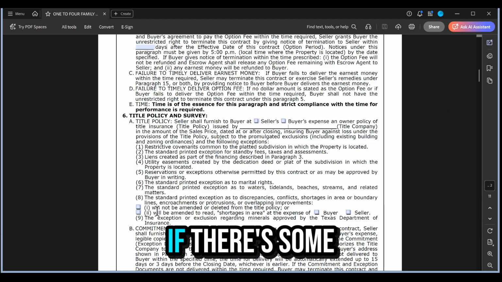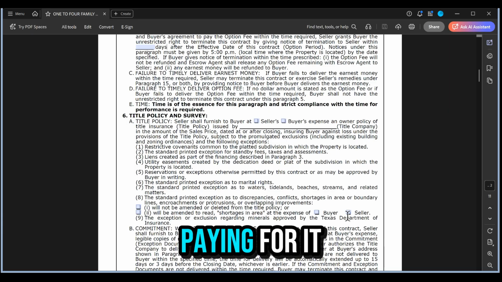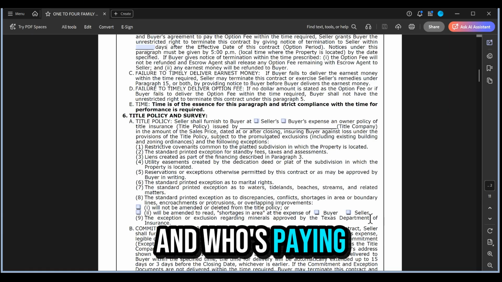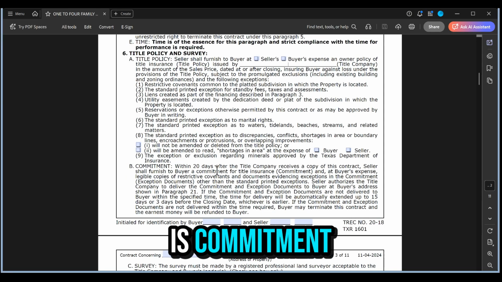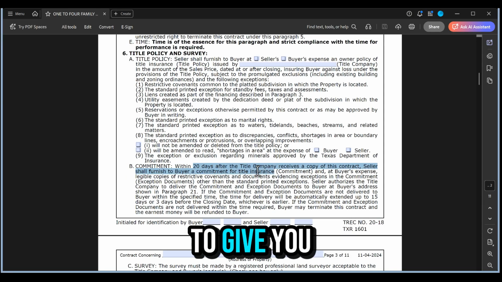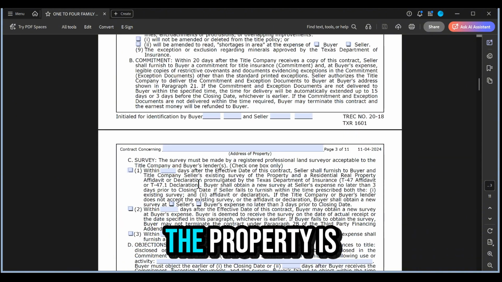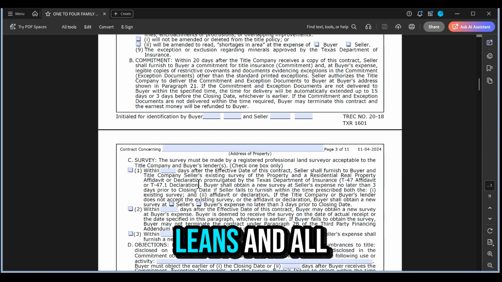Shortage. If there's some kind of shortage with the land, who's going to be paying for it, buyer or seller? It says here will not be amended or will be amended. Who's paying for it? All this stuff is commitment. Title commitments. The seller has 20 days to give you a title commitment, and that means that basically the property is good and there's no liens and all that stuff.